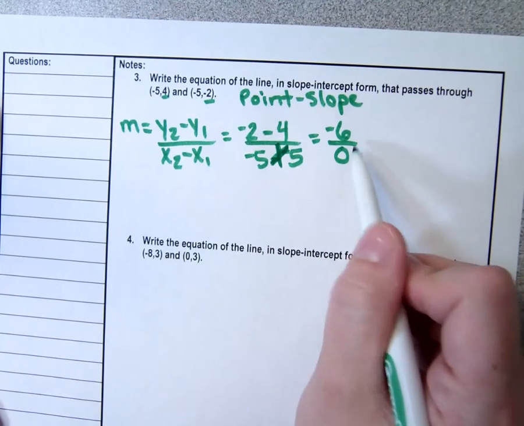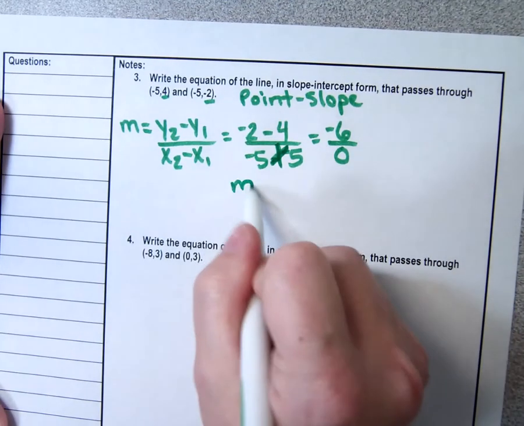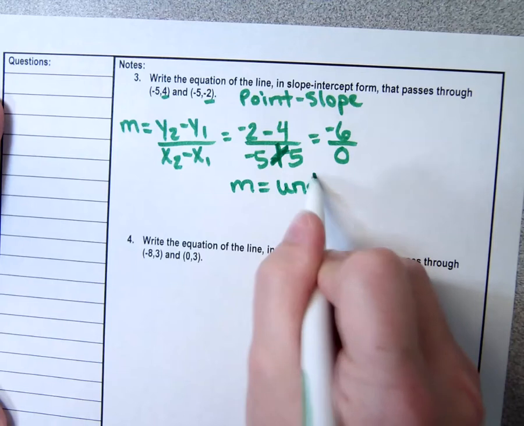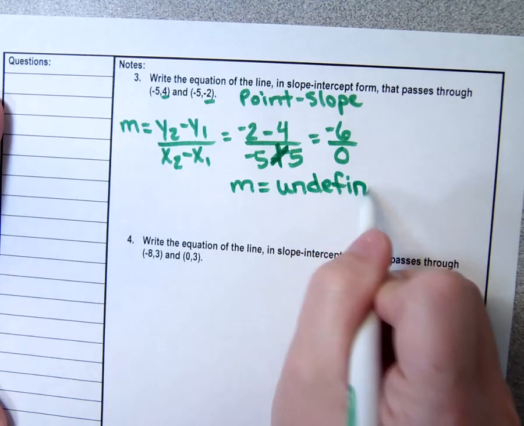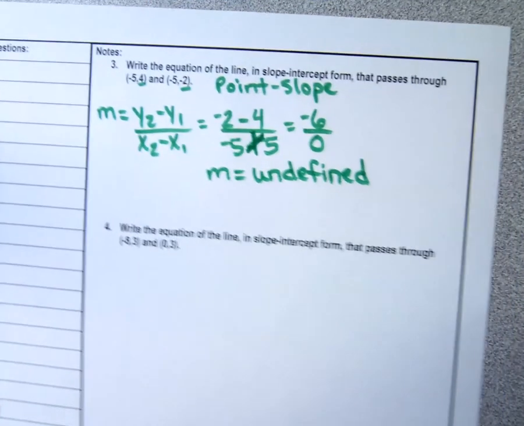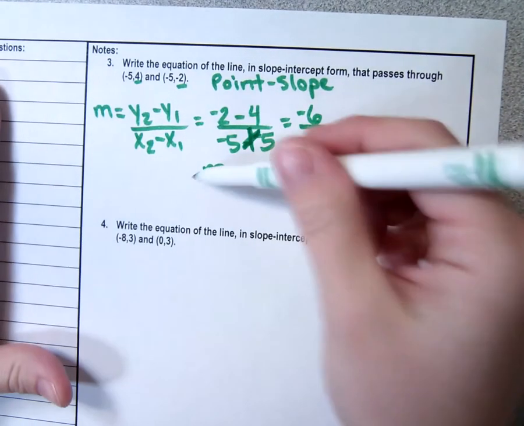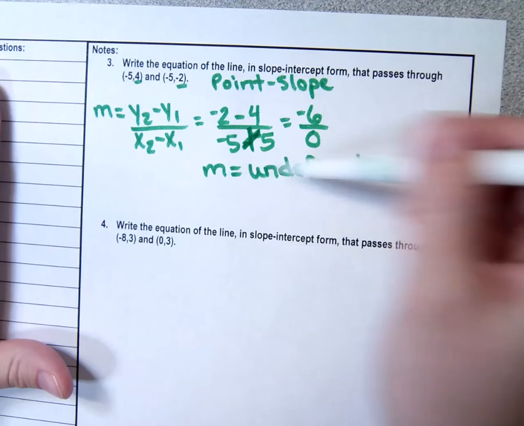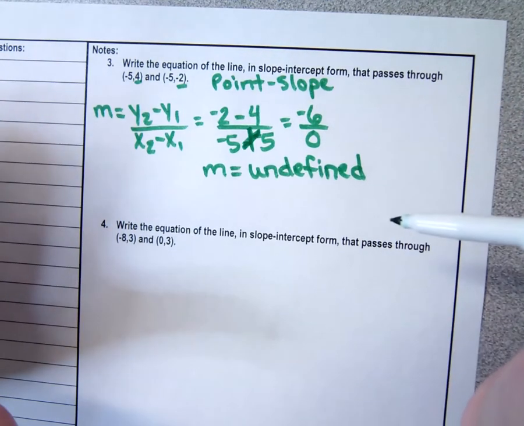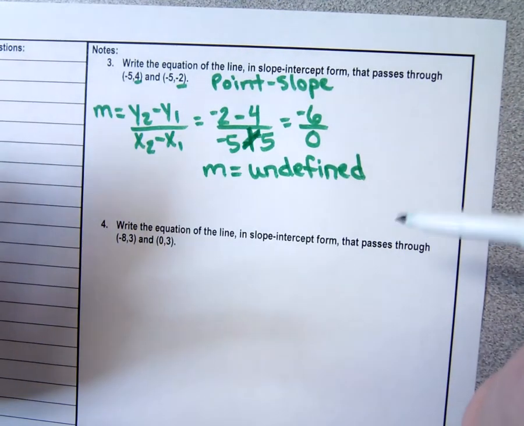Undefined. The 0 is under the fraction bar, so the slope is undefined. Okay, so here's the deal. If you guys are working and you find your slope to be undefined or you find your slope to be 0, stop what you're doing and just think for a second.